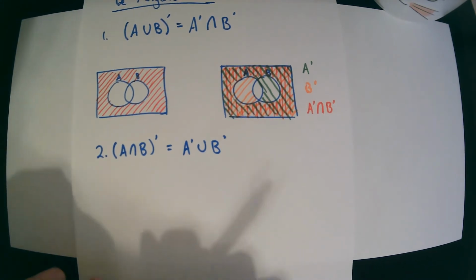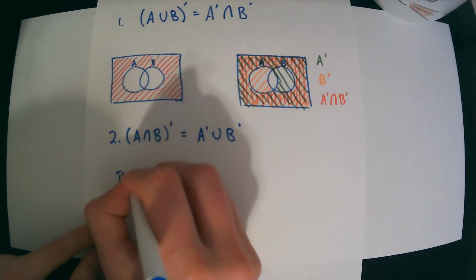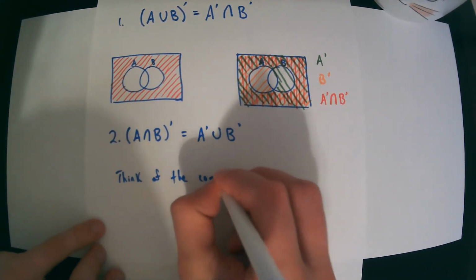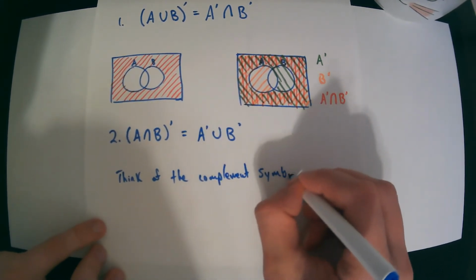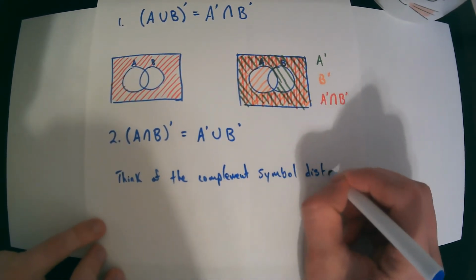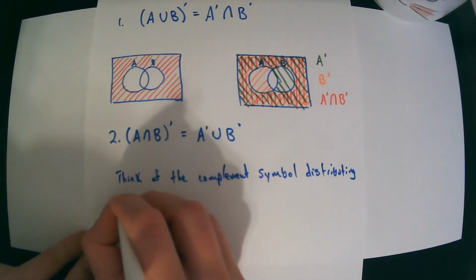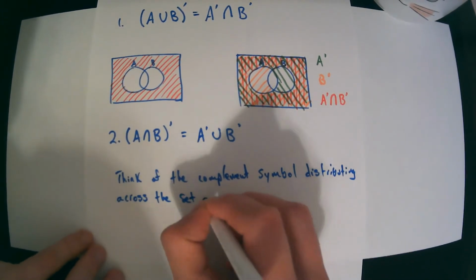Something that will help you to remember how this works, though, is you can think of the complement symbol, that little tick mark, distributing across the sets, the set operation.